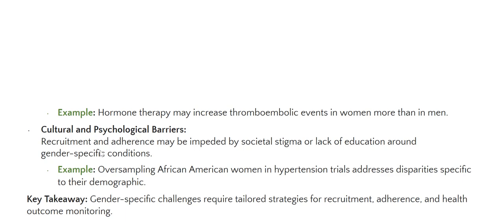Recruitment, one of the overlapping challenges. Recruitment and adherence may be impeded by societal stigma or lack of education around gender-specific conditions. As for example, oversampling African American women in hypertension trials addresses disparities specific to their demographic. Key takeaway here for the challenges is that gender-specific challenges require tailored strategies for recruitment, adherence, and health outcome monitoring.